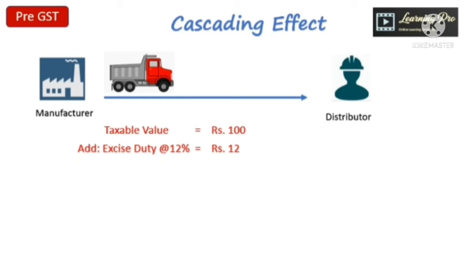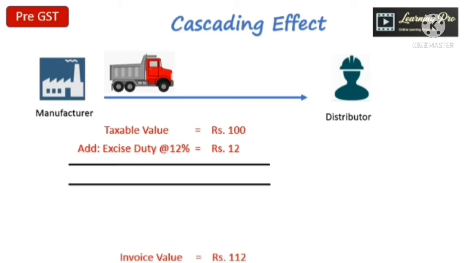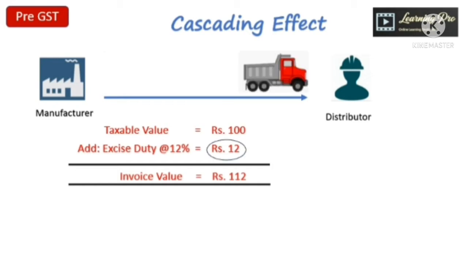Excise duty was charged at the rate of 12%, rupees 12. Total invoice value becomes rupees 112. We are not considering VAT or CST for the purpose of simplicity. Goods have reached the distributor. Now the distributor has to decide whether credit of these rupees 12 is available or not.